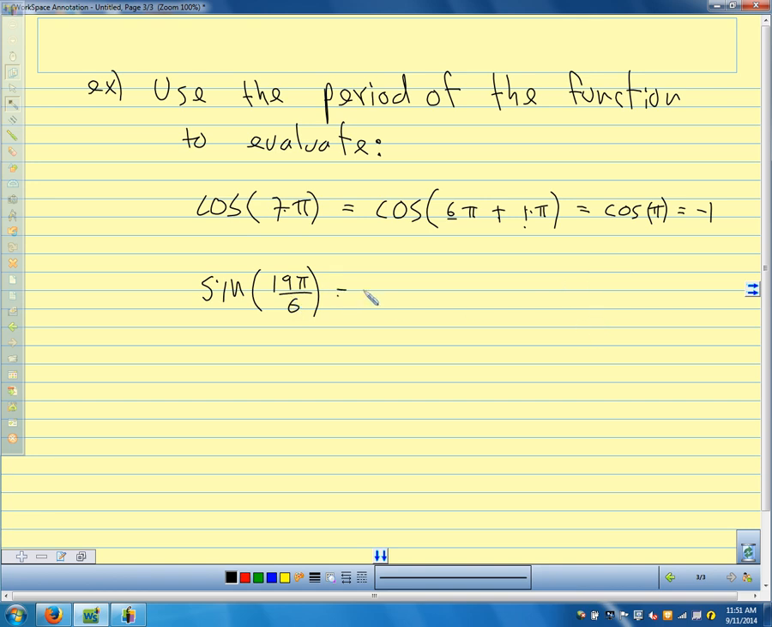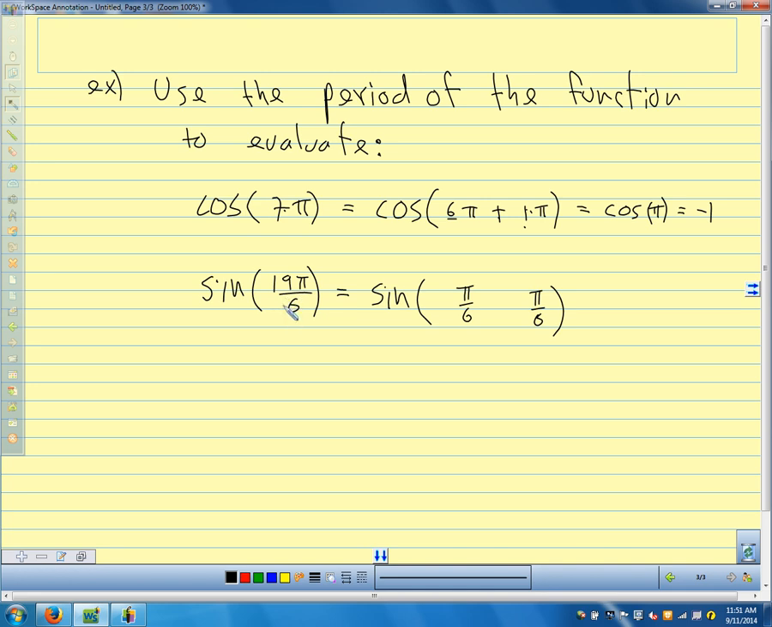So let's break this into two fractions. It's going to be sine of something pi over 6, and we can do a plus or minus something pi over 6, and we want one of these to be a multiple of 2 pi. What's the closest multiple? What's a multiple of 2 pi that's closest to 19 pi over 6?